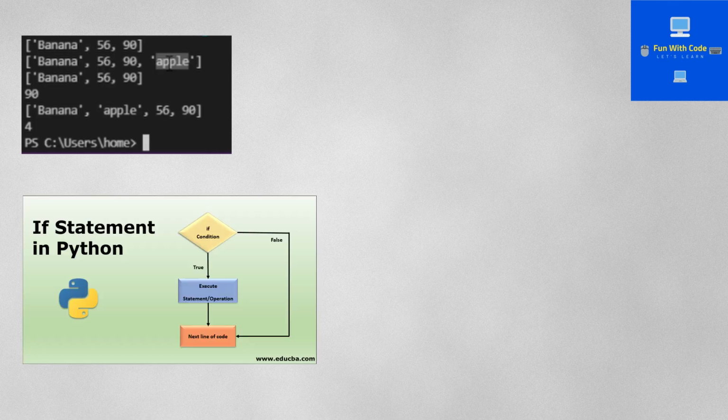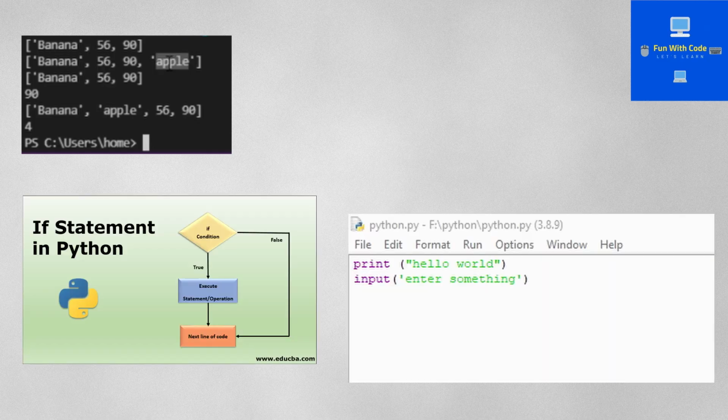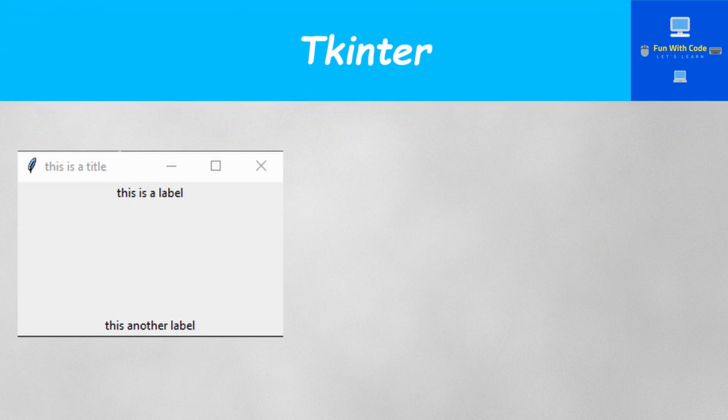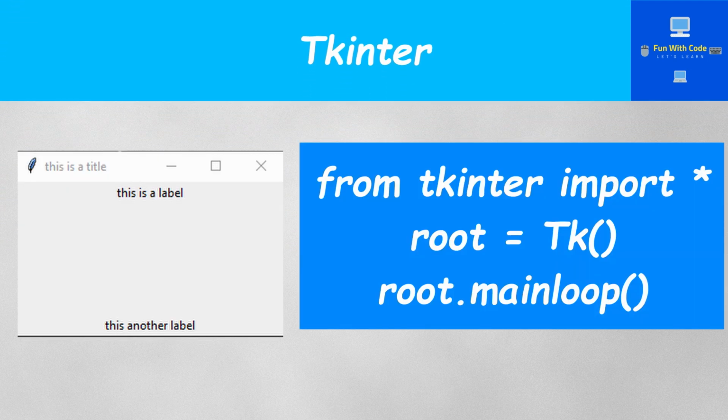Till now in Python we have done some arithmetic operations and we have created a list, but we did not create a window till now. Now how are we actually going to create this window? We are going to use a module called Tkinter. With this module we are going to create a window. Now our code will look like this.